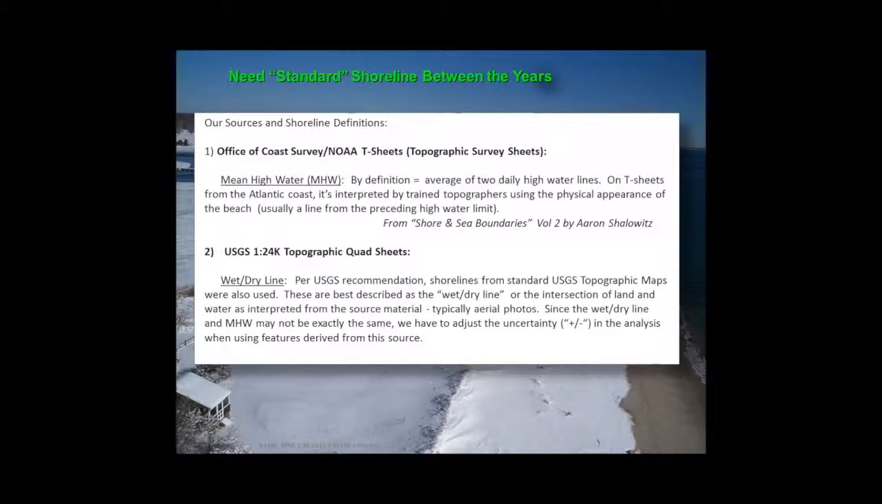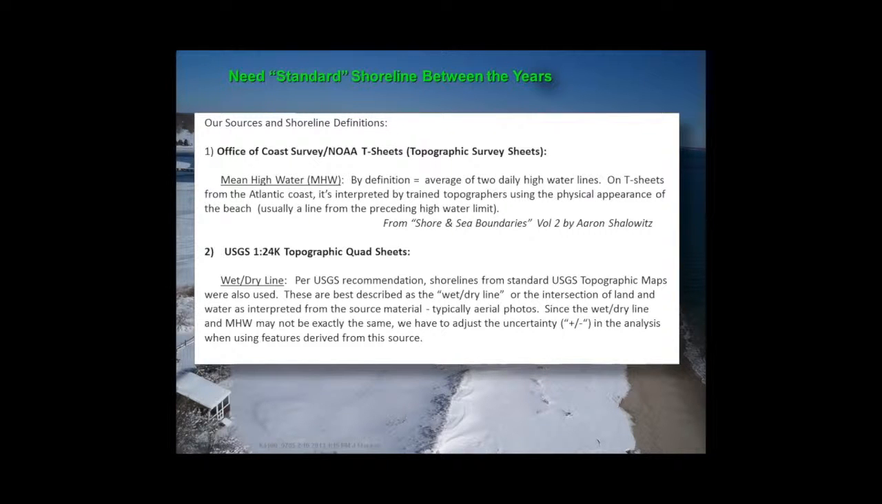For our project, Kevin might want to go into this a little more, just to get an idea of what we're talking about here. Sure. So we're very fortunate to have a really great set of data that's configured very well to do this type of analysis, which are the Office of Coast Survey, through NOAA's T-sheets, the topographic survey sheets. And these span back in time quite a ways, all the way back to the late 1800s for Connecticut.